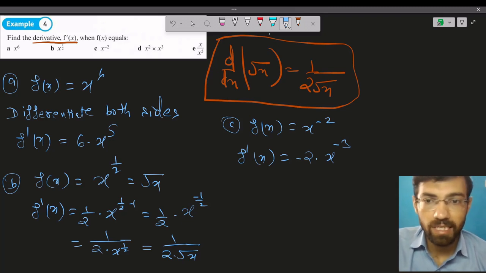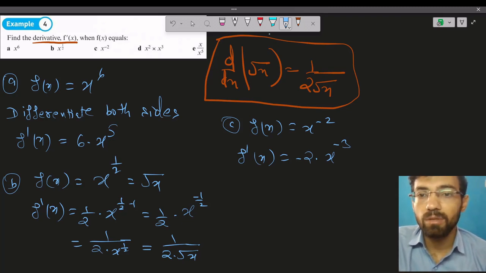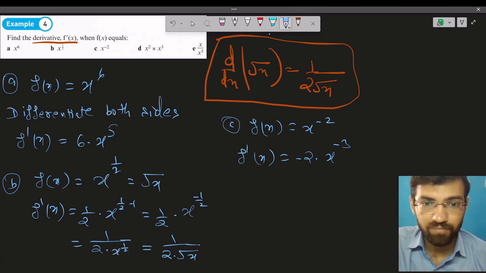We have our differentiation. Again, you can make the power positive, so it will be minus 2 upon x cube if you want.